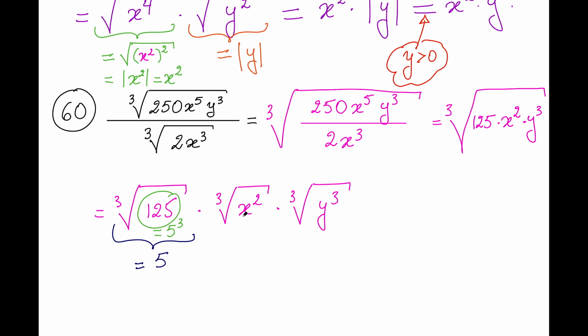Okay, this is simplified. How about this? Same reason, this is also y. Same reason, by this I mean as here, right? Okay, so the answer is then 5 times y times this guy.